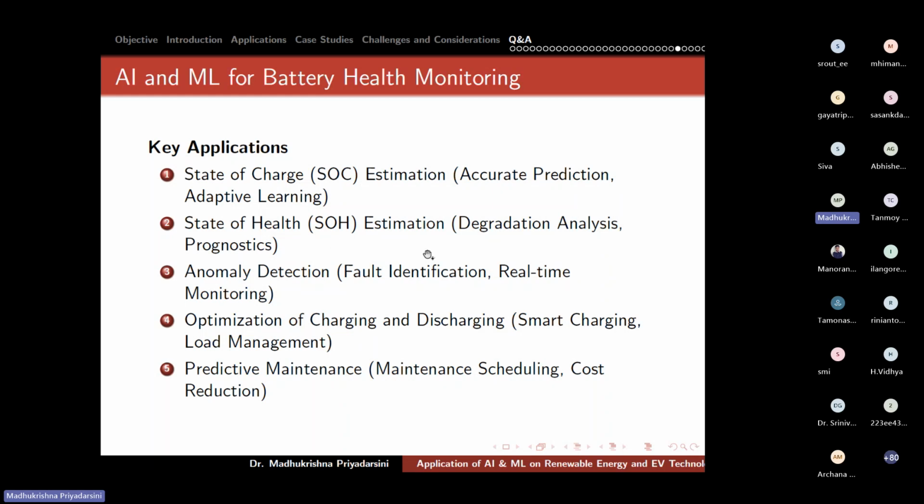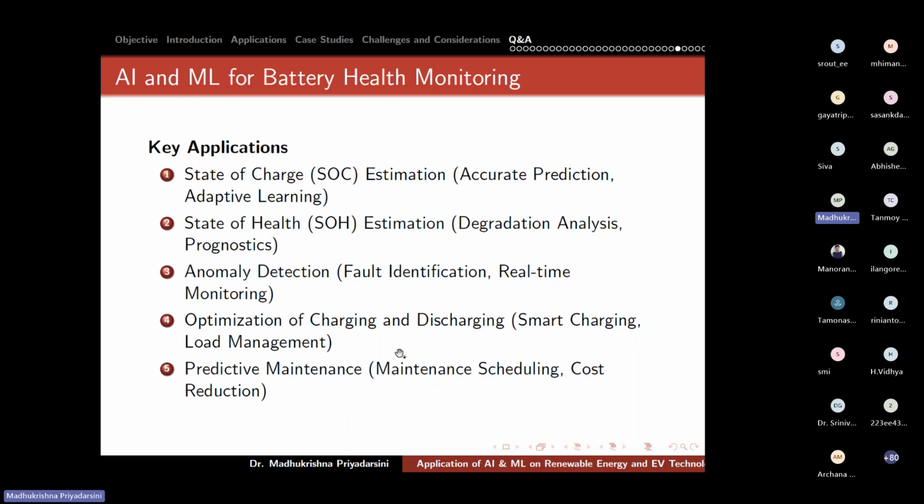State of health estimation. It is finding out the degradation of the battery life, the current health of the battery, how many days it can survive, and what measures you need to take. So that is the state of health estimation. In anomaly detection, that is basically the fault identification in the battery, and you can do real-time monitoring.